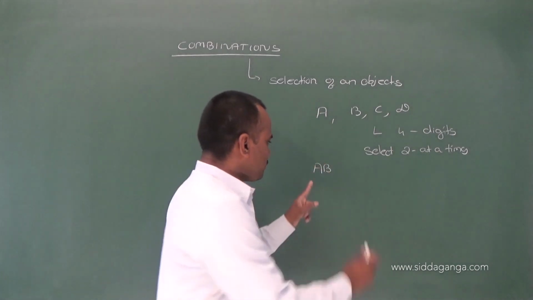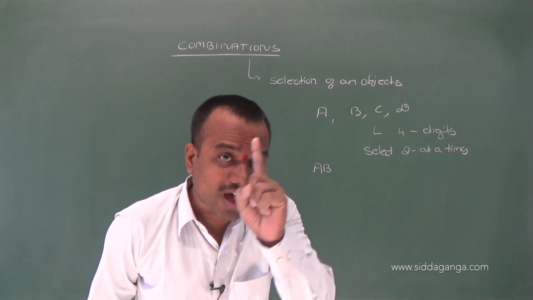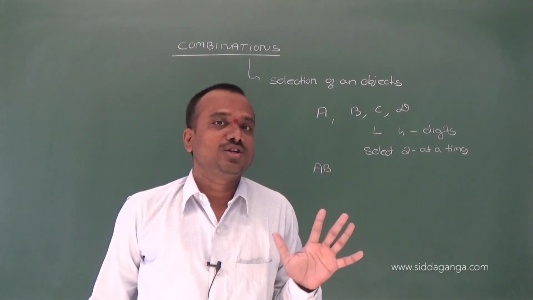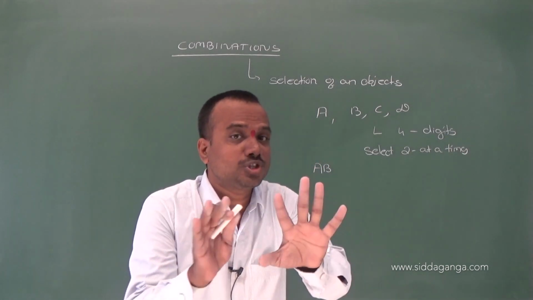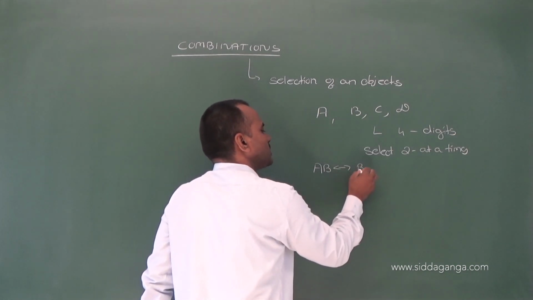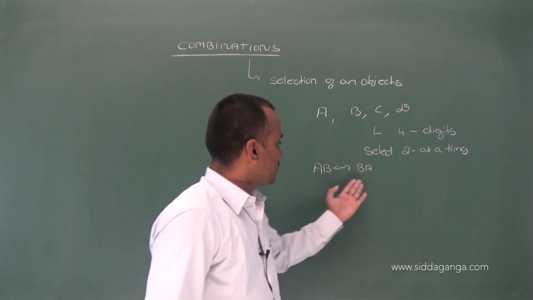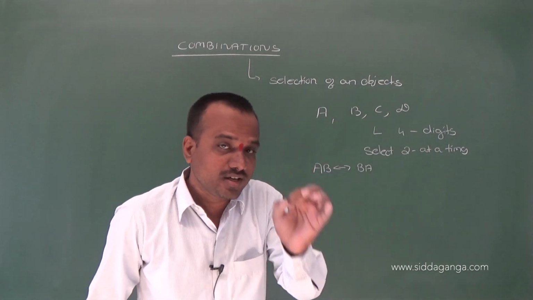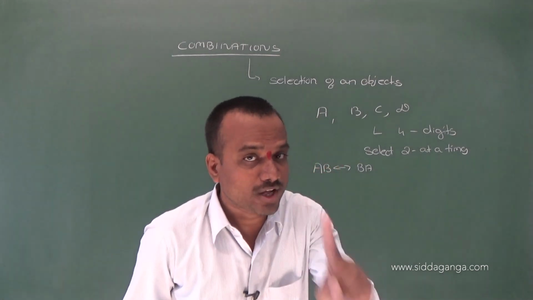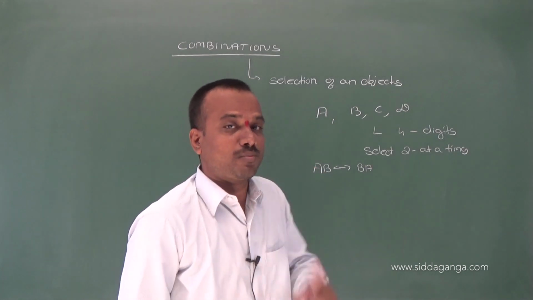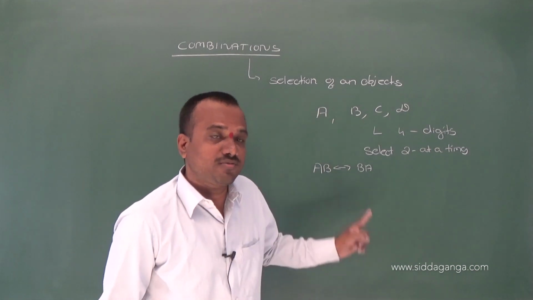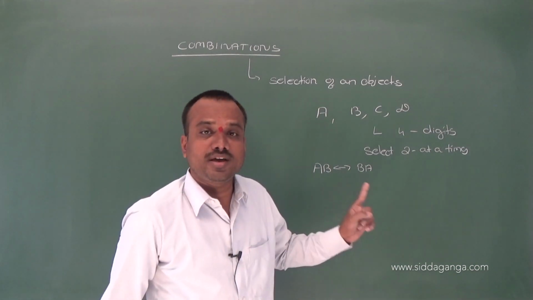Here is a very important point. In the permutation, position is important because we have to arrange A in the first place, B in the second place. In the combination, selection, position is not important. AB selection is the same as BA selection. Both are same. Whereas in permutation, A in the first place, B in the second place is different from B in the first place, A in the second place.